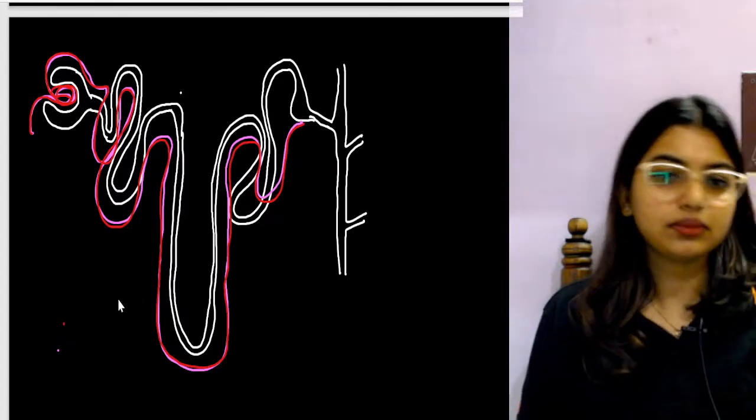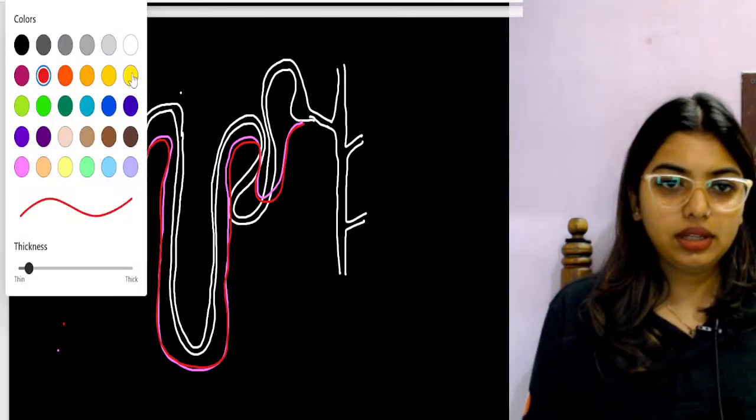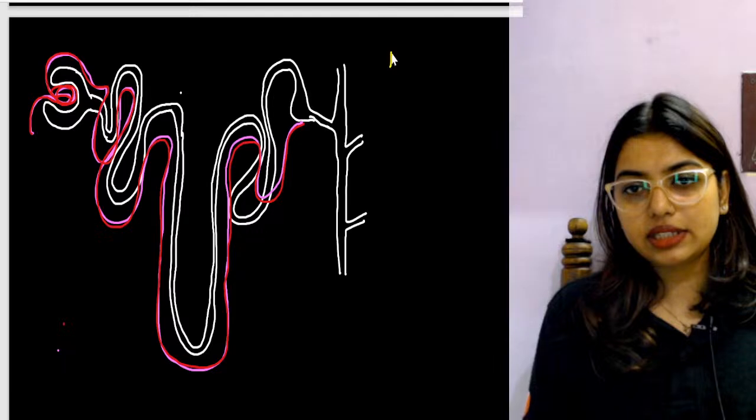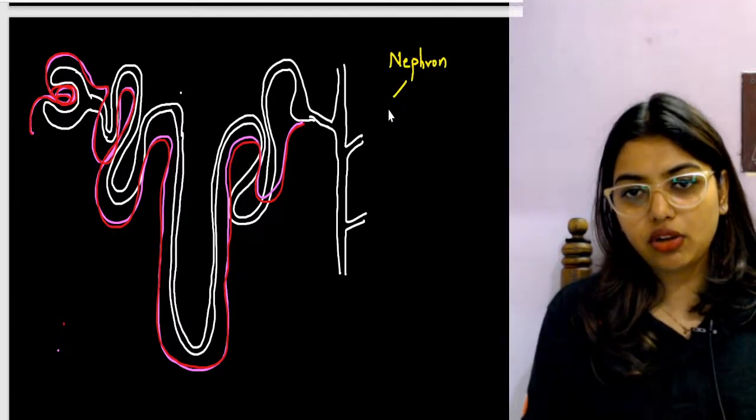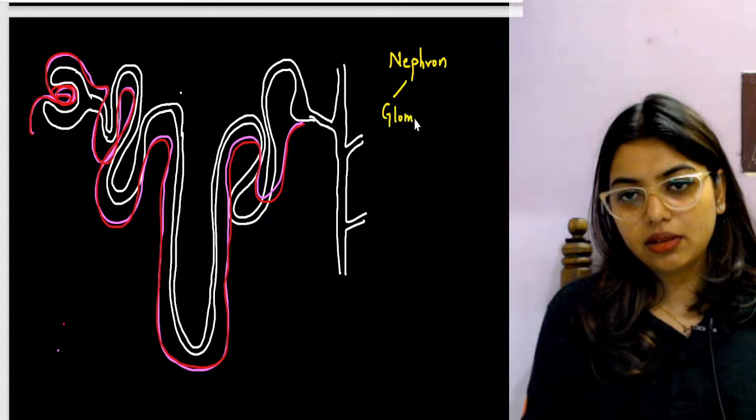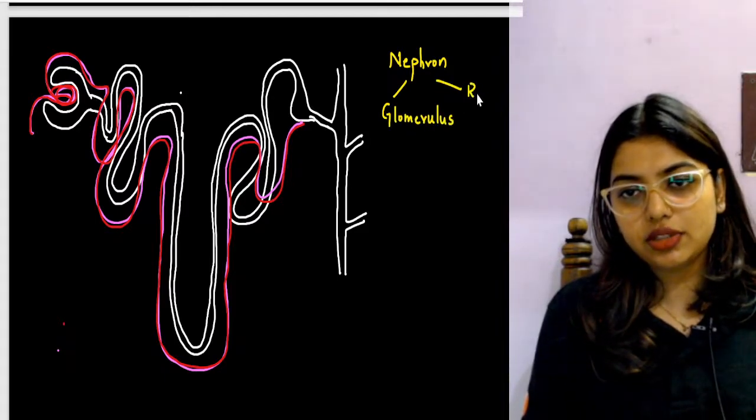Now listen here. Now we know two things. Nephron has two portions, the glomerulus and the renal tubules.